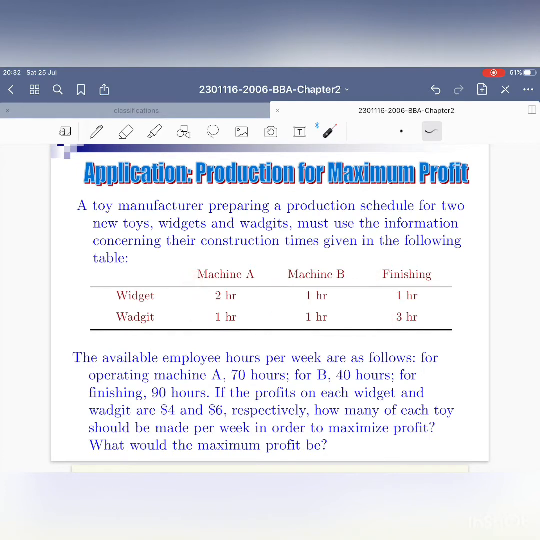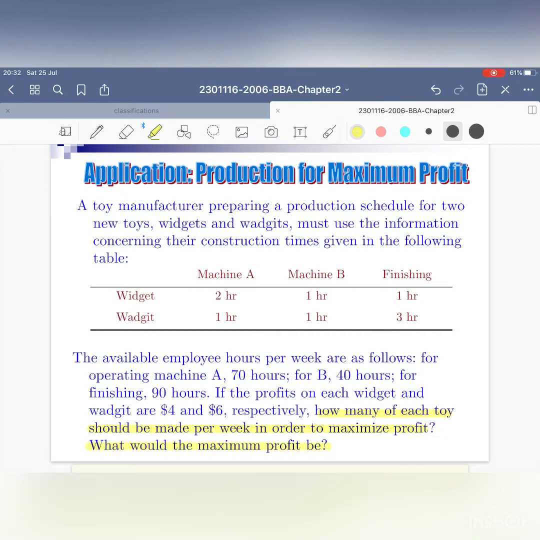The available employee hours per week are as follows. To operate machine A, it cannot go beyond 70 hours. For B, it cannot go beyond 40 hours. And for finishing, it cannot go beyond 90 hours. If the profit on the first toy is $4 and the profit on the second toy is $6, this is the question: how many of each toy should be made per week so that it will maximize the profit, and what would be that maximum profit?